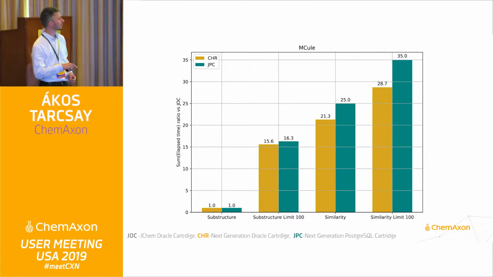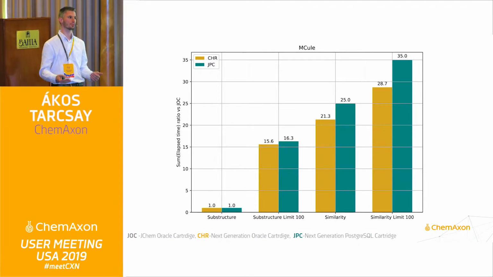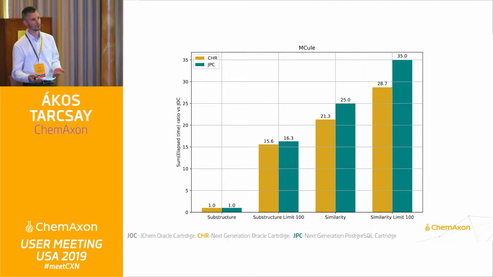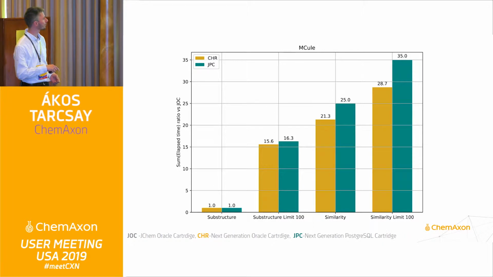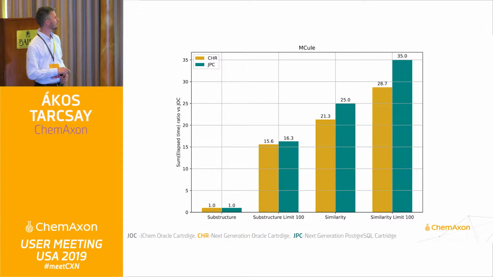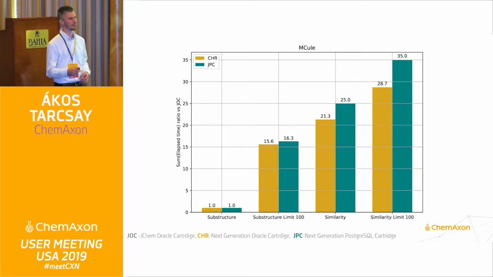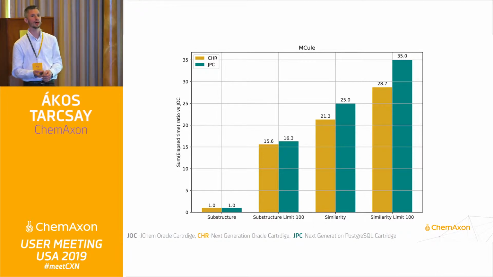On this graph, which I will use later on as well, you see the sum elapsed time ratio compared to the JChem Oracle cartridge. So we ran the 60 queries, measured the total elapsed time, and divided the JOC total time by that of the JPC or the Coral. The JPC will be this bluish color, the Coral will be gold in all of my slides. What you see here is 15, 16 times speed improvement for substructure search limited queries, and 20 or 30 times faster speed with similarity or similarity limited hits.